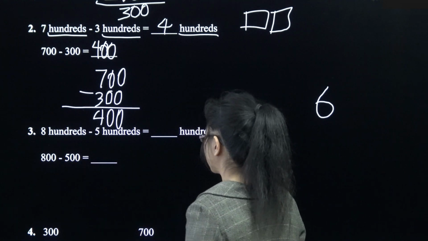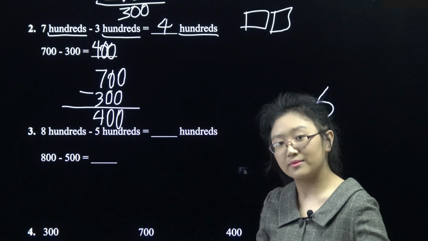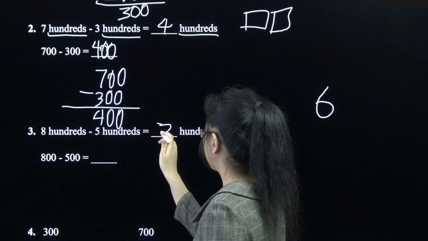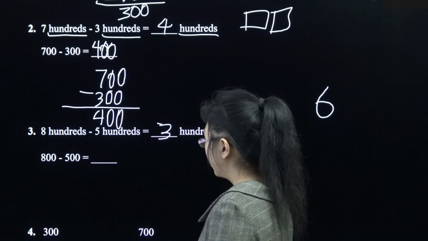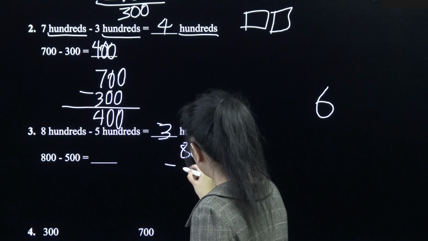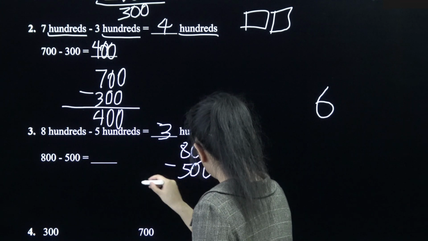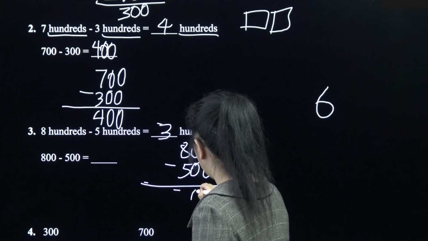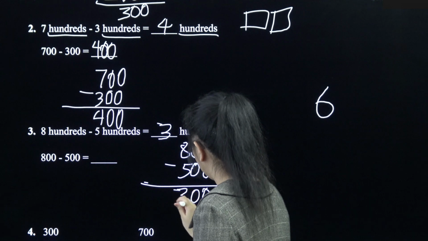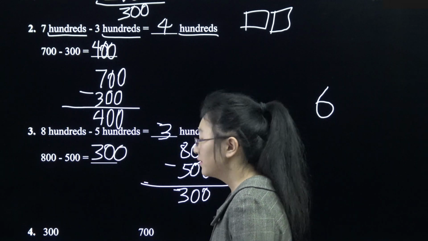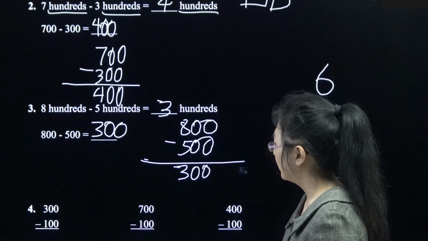800s minus 500s equals how many hundreds? Well, 8 minus 5 equals 3, so that equals 300s. And 800 minus 500 equals 0 minus 0, 0 minus 0, 8 minus 5, 3. 300. Okay, why do we keep getting 300s? That's kind of weird, but okay.